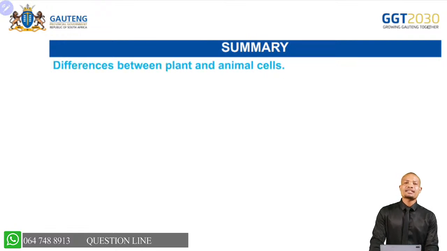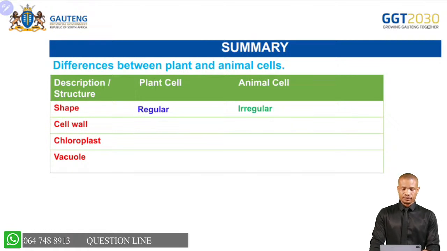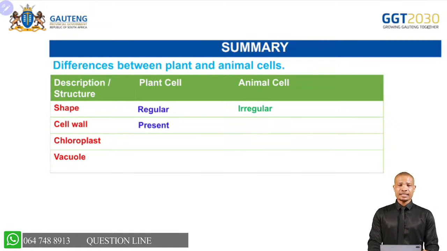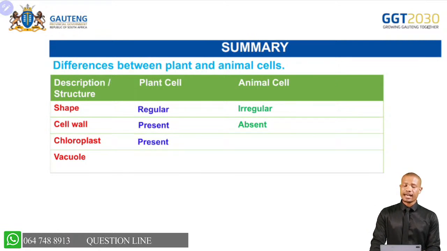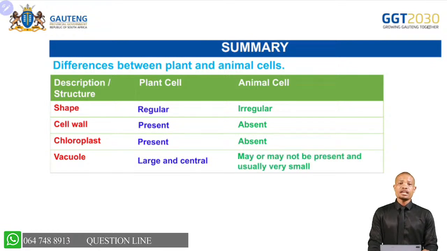The differences between plant cells and animal cells are as follows. In terms of shape, the plant cell has a regular shape. The animal cell has an irregular shape. In terms of cell wall, it is present in plant cells. It is absent in animal cells. The chloroplasts are present in plant cells and they are absent in animal cells. The vacuoles are large and usually central in plant cells, and they may or may not exist in an animal cell, but if they do exist, they're usually very small.